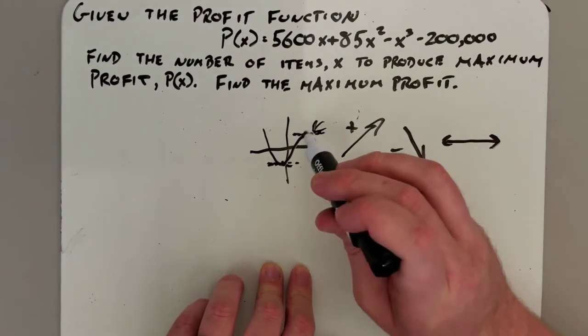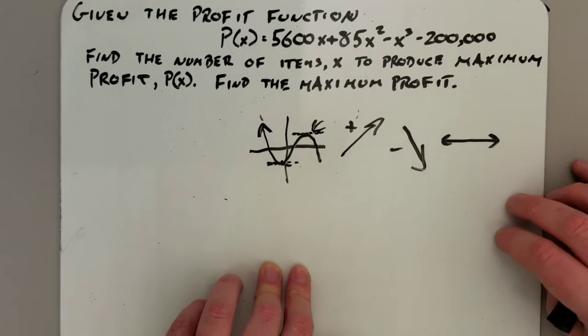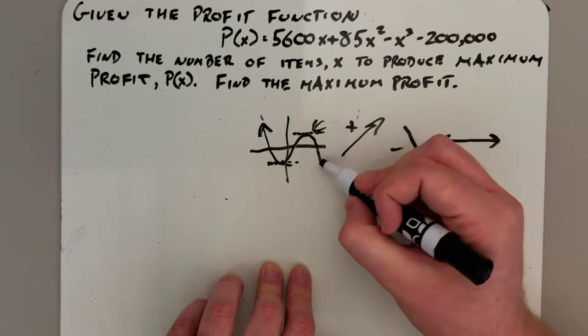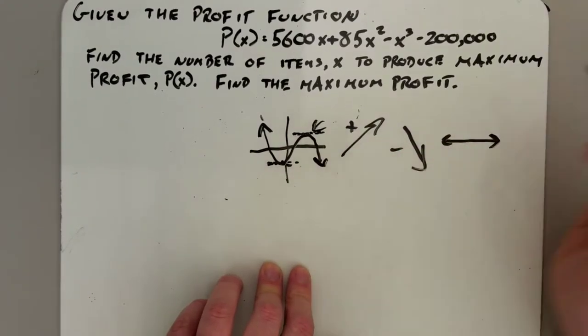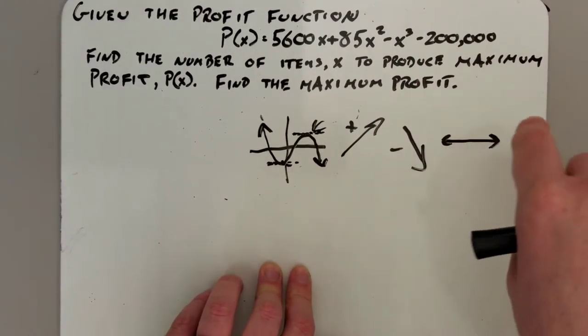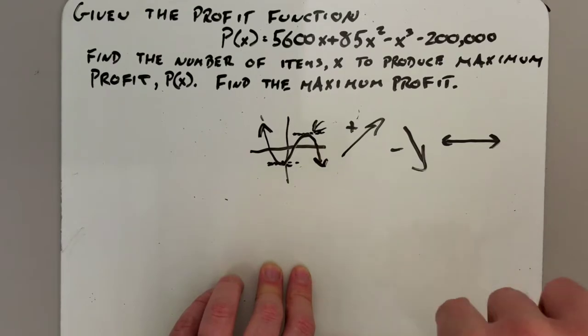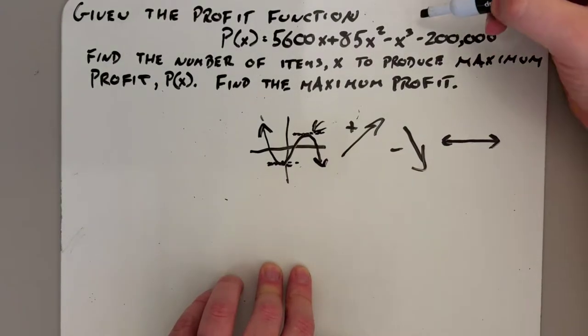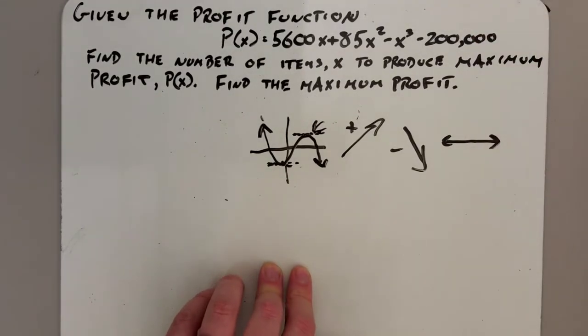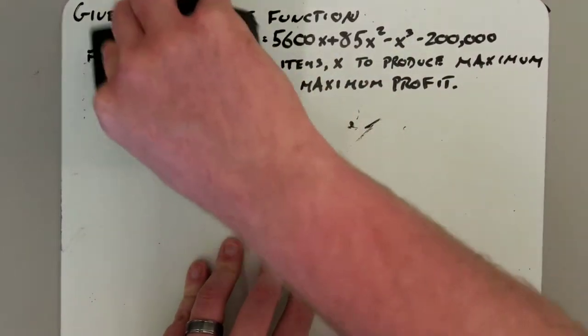Again, this is a local maximum, right? Because the real maximum is infinity. It kind of keeps going up and up and up. And the real minimum will be negative infinity because this keeps going down and down. So we want the local maximum and the local minimum. So what we're going to do is take the derivative of our function, and then set it equal to zero. The cool part is the derivative of our function will be a quadratic, which will make this fairly easy to work with. So let's get rid of all this stuff over here.